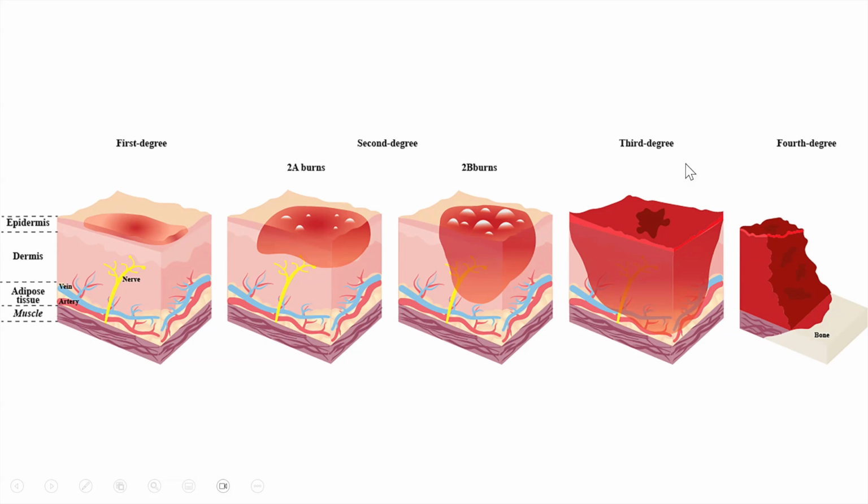The third-degree burn actually goes all the way through from the epidermis into the subcutaneous tissues. Here, you can see that the blood vessels are in this area, so there's typically damage that includes the blood vessels. And then the fourth-degree burn goes all the way down into the muscles and bone.